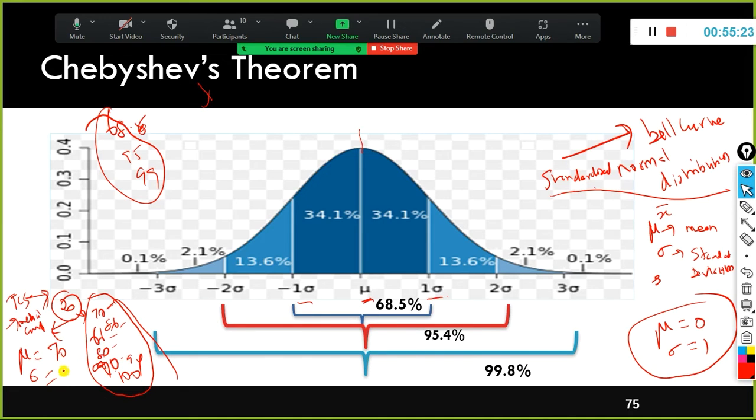Let's assume that your standard deviation is 10. Your mu is 70, sigma is 10. Don't think anything beyond this. Let's say these two values are given readily: the mu is 70 and the standard deviation is 10. In the place of sigma, you put 10. So 1 into 10 is 10, 2 into 10 is 20, 3 into 10 is 30. On the left side, minus 10, minus 20, minus 30.